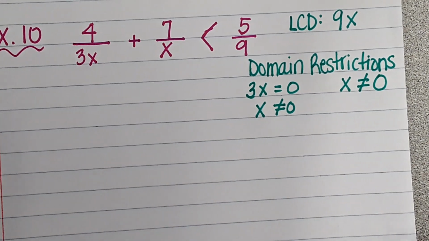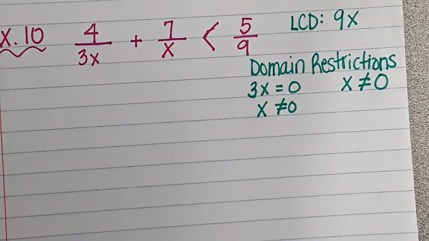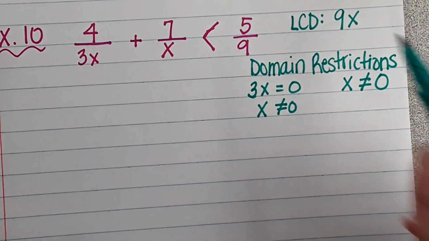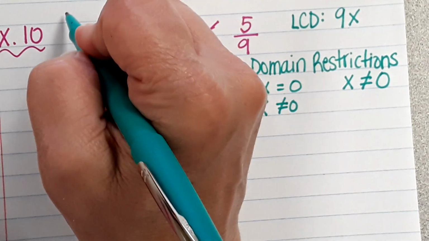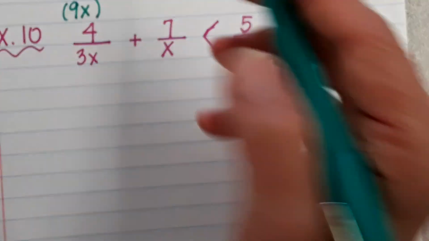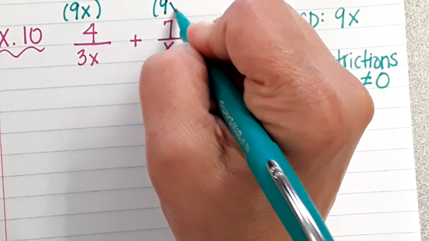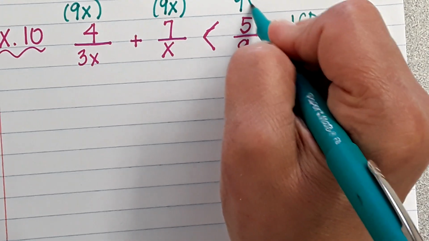Okay, so we found our LCD. We found our domain restrictions. Now we're going to multiply each term by the LCD. So 4 over 3x, that's our first term, we're going to multiply that by 9x. 7 over x, we're going to multiply that by 9x. And we're going to multiply 5/9 by 9x.